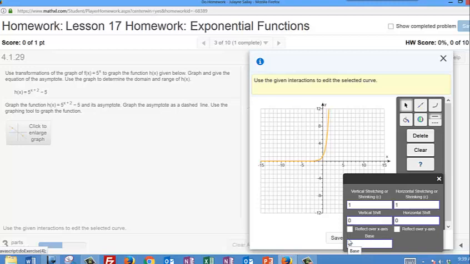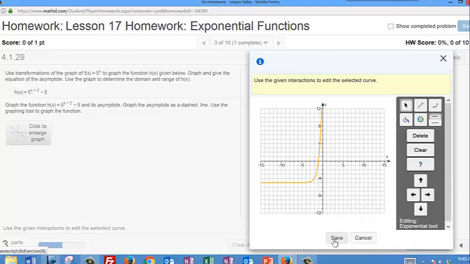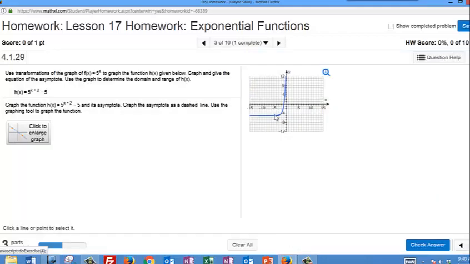What you're really concerned about now is the shifting. We said our horizontal shift was a negative 2. We've already talked about that. So I'm just going to go ahead and plug in negative 2 there. Notice that automatically my graph shifted left 2. And my vertical shift, I believe we said was negative 5. You click off that, and then now it shifts down 5. So if I go ahead and save that, that would be a nice graph of this h of x.